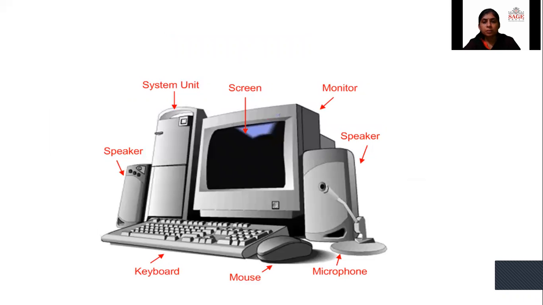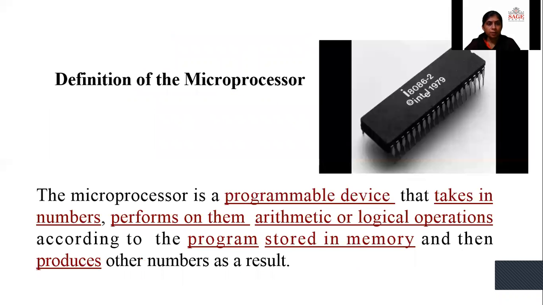This is the computer as we know very well: speaker, system unit, screen, monitor, speaker, microphone, mouse, keyboard. Here is the definition of microprocessor. Microprocessor is basically the CPU, which is the very important part of a computer. As I have told you, the computer consists of an input device, output device, memory, and CPU. And the CPU is our processor, which is known as microprocessor.